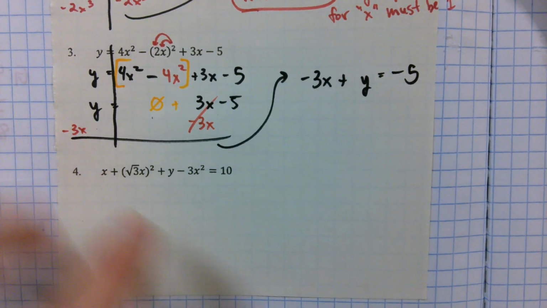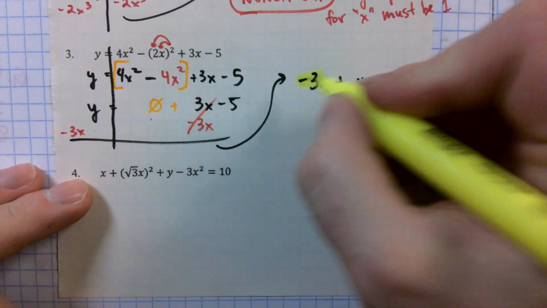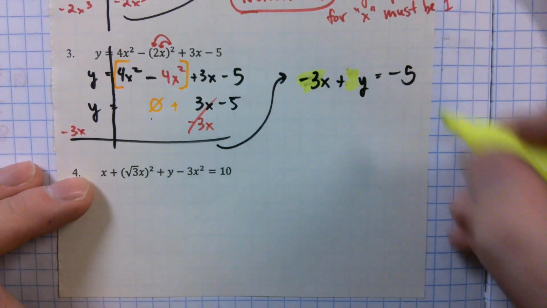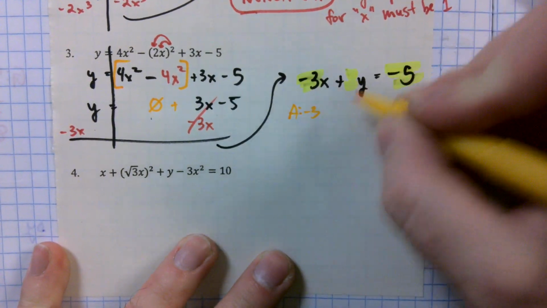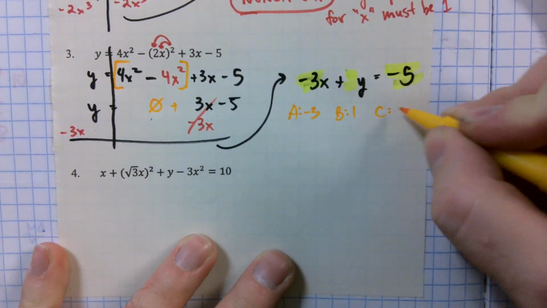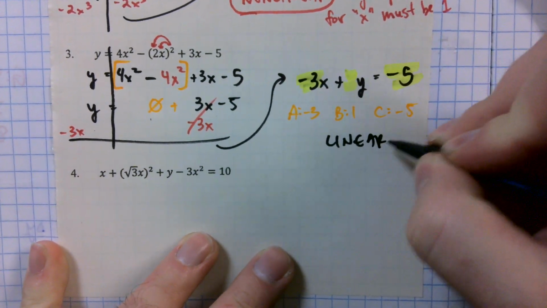Is that written in standard form? Yes, sure is. What's my a equal to? Negative 3. What's my b? 1. And what's my c? Negative 5. Perfect. A is negative 3, B is 1, C is negative 5. This is linear.